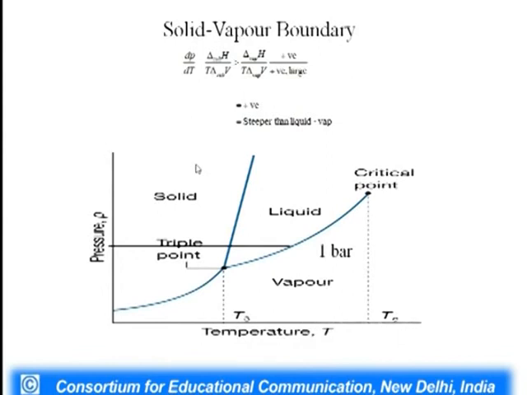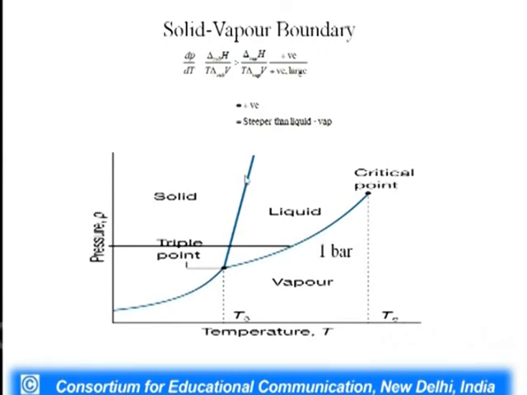Now, since we have discussed all these things, only one thing is left, which is the solid-vapor boundary. For the solid-vapor boundary, dP/dT = ΔH sublimation/(TΔV), and we know that this is positive and large, so this is steeper than liquid-vapor. So now we understand how the phase diagram of a one-component system should look.